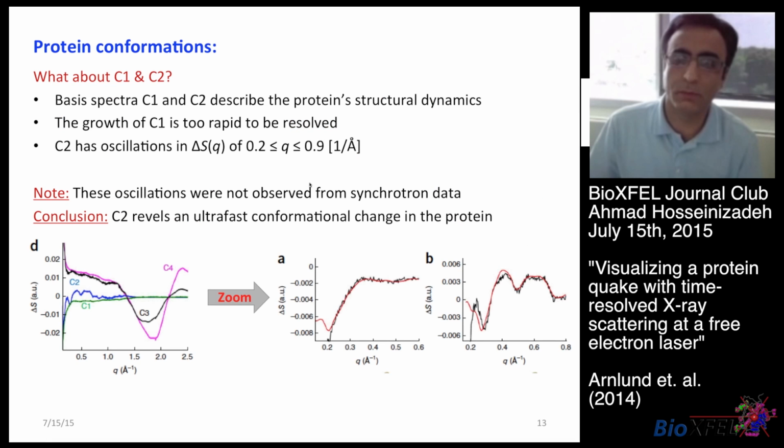And now the question is, what about C1 and C2? Basis spectra C1 and C2, in fact, describe the protein's structural dynamics. The growth of C1 is very rapid, it just quickly grows and may be hard to resolve. C2 has some oscillations here. You can see both of them here. This is C2 again, and you can clearly see some fluctuations in this area between 0.2 and 0.9 Q. These oscillations were not observed from synchrotron data, so this is the first time they were found, from the BioXFEL experiment. And C2, in fact, reveals an ultra-fast structural change in the protein.